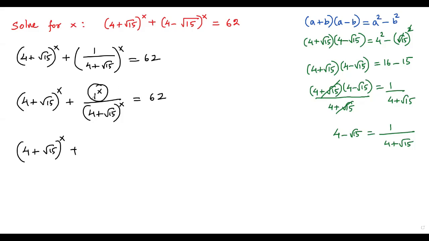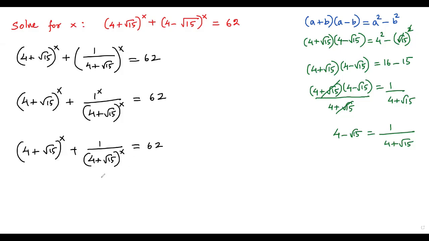Here we have 1 to the x power, that is, the base is 1 and the exponent is x. Whatever exponent we take for the base 1, the value of this power always equals 1, because when 1 is multiplied by itself any number of times, it results in just 1. So 1 to the x power results in just 1, divided by 4 positive square root of 15, the whole to the x power, equals 62.